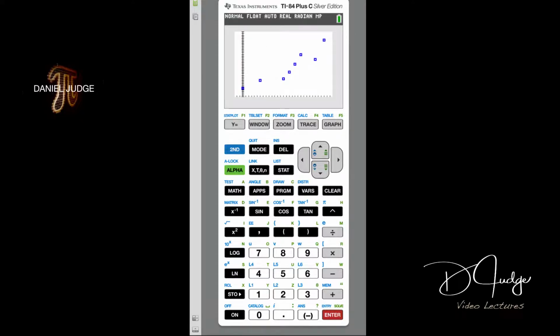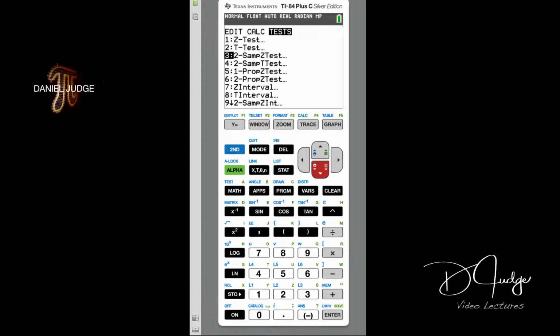Now, this is a scatter plot, and it looks like, yes, we can fit some of this data along a line. It's not the best line, but it looks like there could be a linear correlation. I think there's going to be a linear correlation. So you might say, okay, what do you do next with this? Well, let's go to stat, test, scroll down to linear regression t-test.